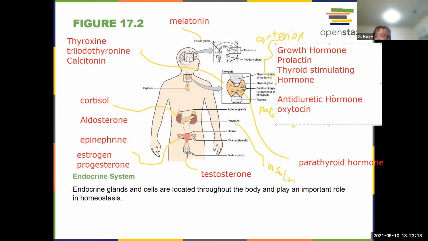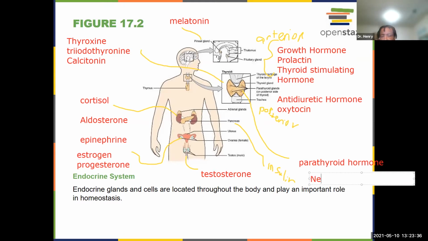Now, these chemicals can be in various classes. Some of them are going to be peptides, some glycoproteins, some proteins, some amines, some steroids. We're going to talk about that in a second, but take one step back. When we were talking about the nervous system, versus, we're going to compare that to the endocrine system.